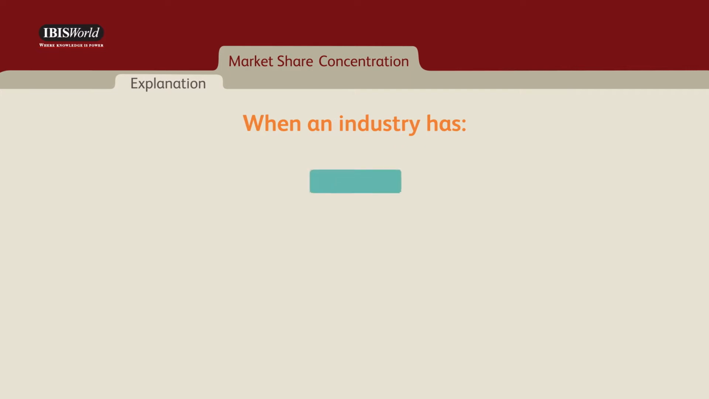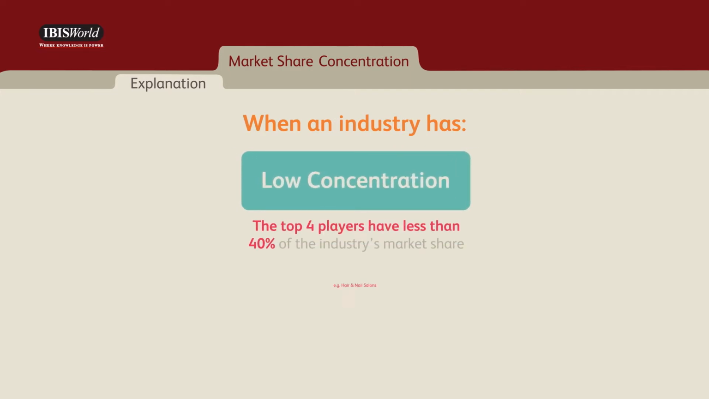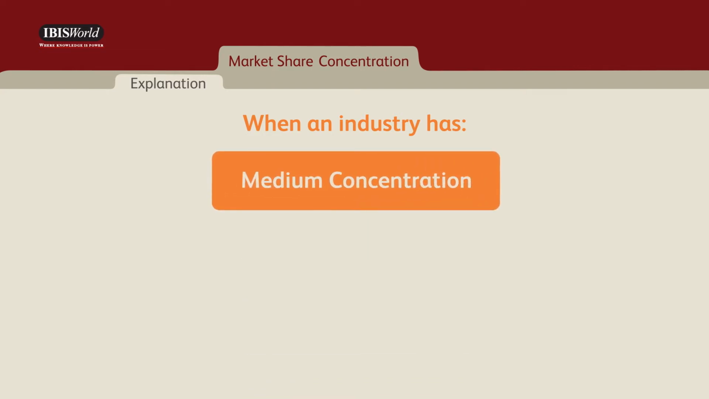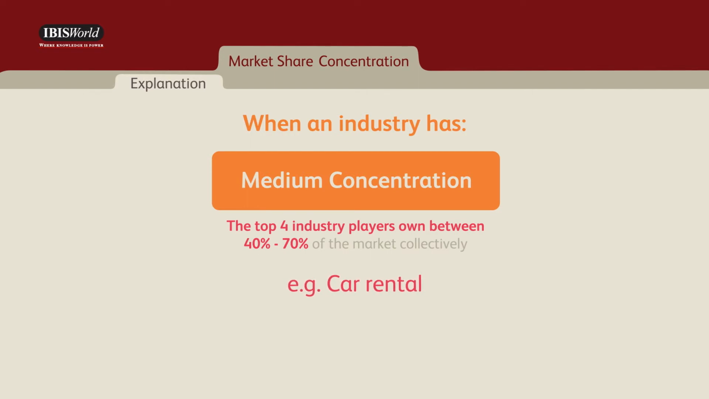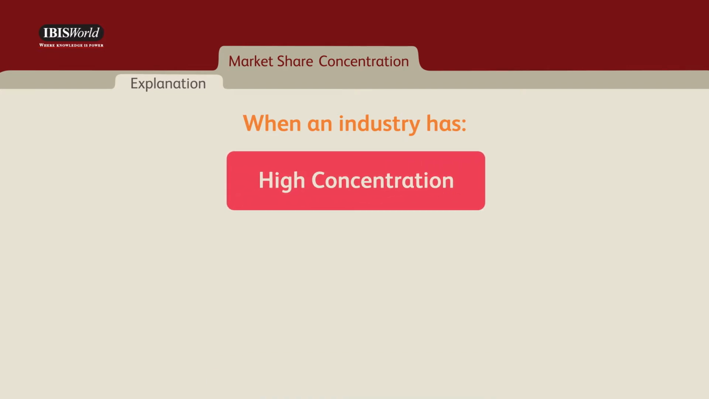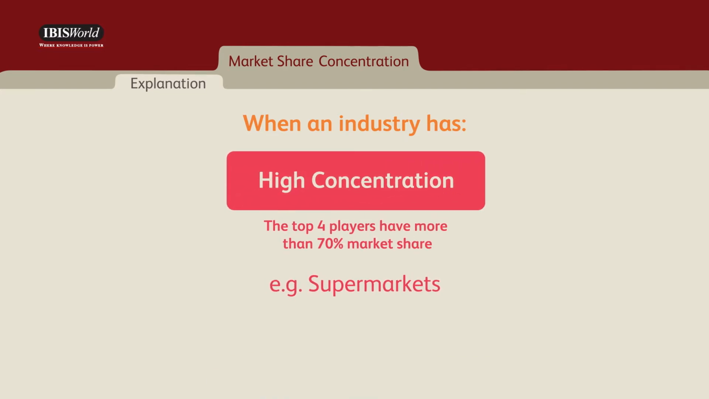When an industry has low concentration, the top 4 players have less than 40% of the industry's market share. When an industry has medium concentration, the top 4 industry players own between 40 and 70% of the market collectively. When an industry has high concentration, the top 4 players have more than 70% market share.